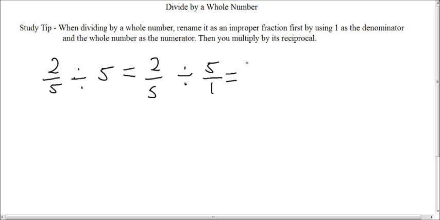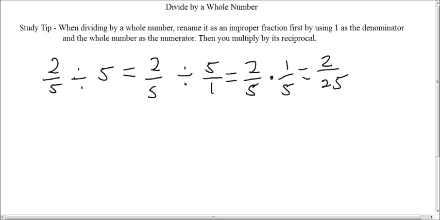Now I am going to again rewrite this as 2/5, but I'm going to multiply times the reciprocal here, which is 1/5. Okay, and since I cannot simplify prior, I'm going to wind up with 2/25. Okay, 2/25.